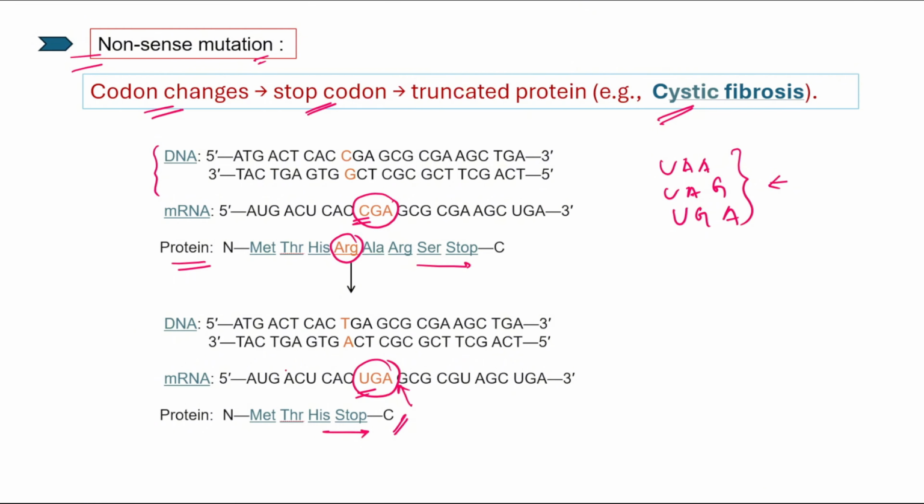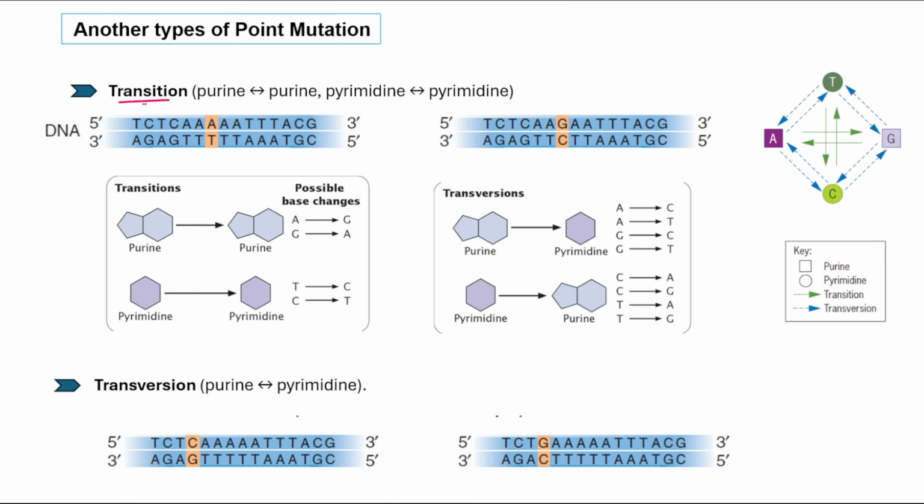Another 2 specific types of point mutation are transition and transversion. A transition mutation occurs when a purine is replaced by another purine. The purines are adenine and guanine, and the pyrimidines are cytosine and thymine. So transition is a purine replaced by another purine, so A to G or G to A, or a pyrimidine replaced by another pyrimidine, like C replaced by T or T replaced by C. So this process is called transition mutation.